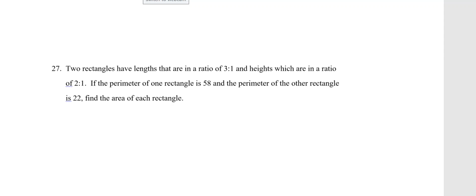Okay, here's another application of word problems in linear systems. It's a geometry application. So we have two rectangles that have lengths in a ratio of 3 to 1, and heights which are in a ratio of 2 to 1. If the perimeter of one rectangle is 58 and the perimeter of the other rectangle is 22, find the area of each rectangle. So the assumption I'm going to make here is that one rectangle is bigger than the other.